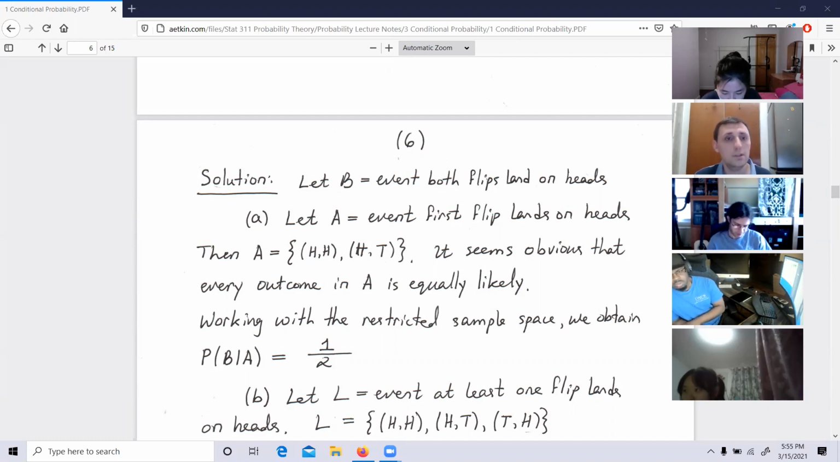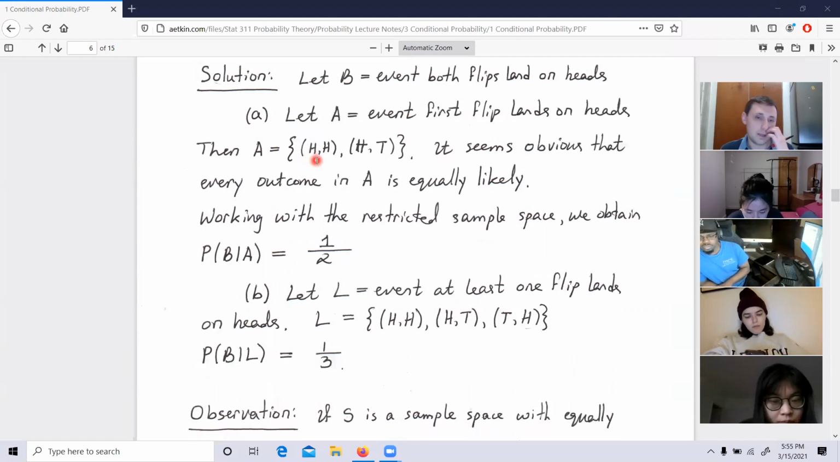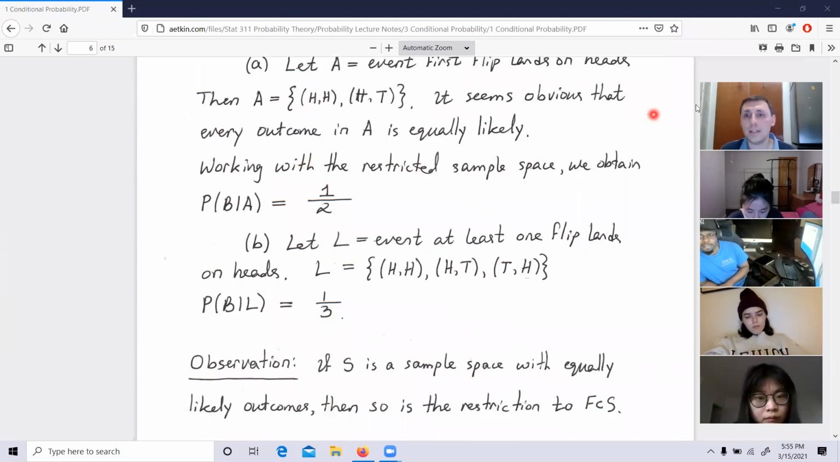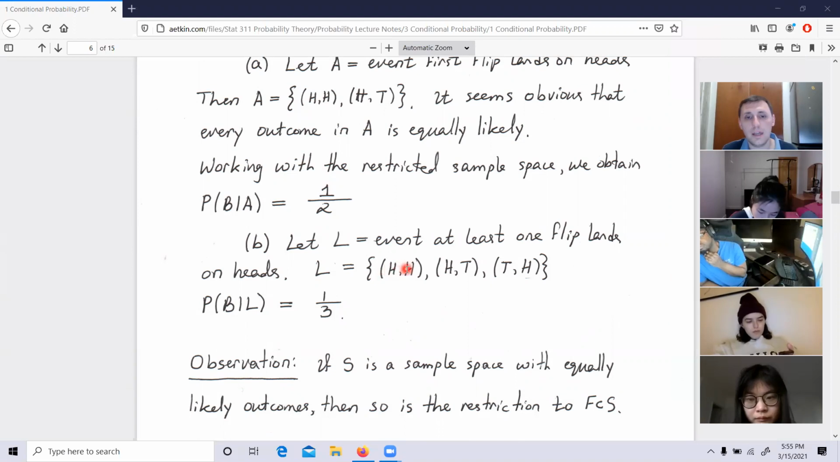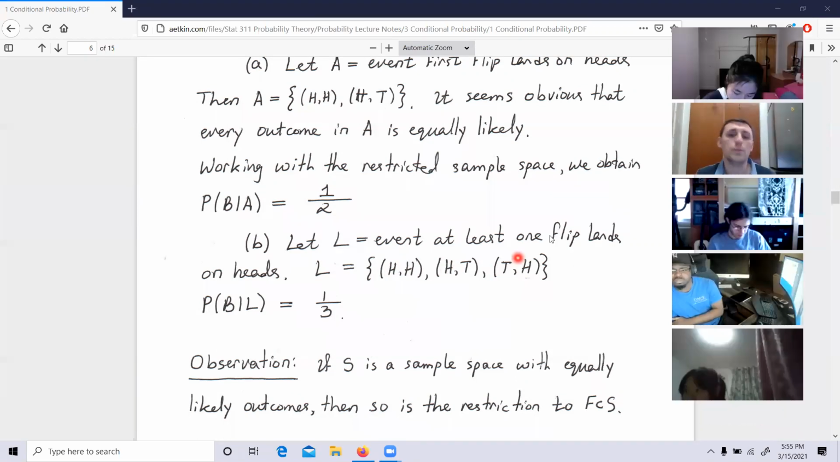Good. Now for the other situation, I said at least one coin landed on heads, which gives me three possibilities: either head-head, or head-tail, or tail-heads. And only one of those possibilities is giving the desired result, right? Where both are heads. So that's how you get 1/3. You see why before we had 1/2, now we have 1/3. Wonderful.